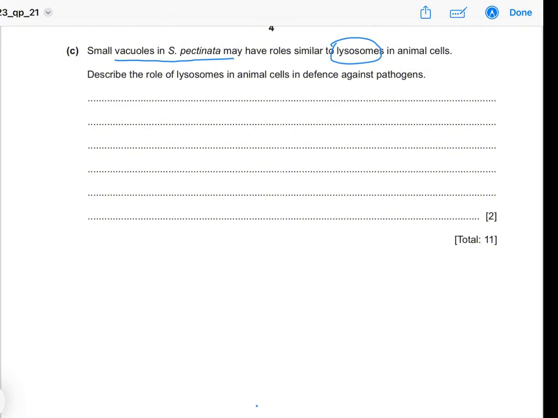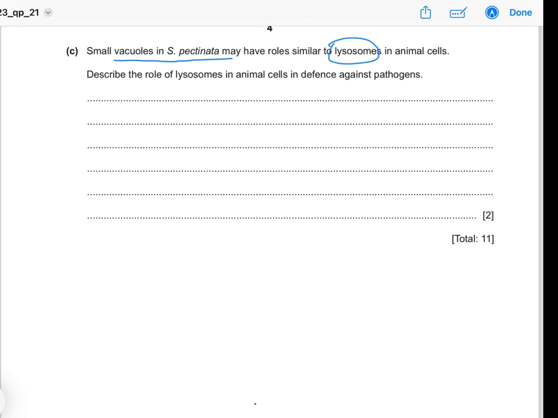Describe the role of lysosomes in animal cells in defense against pathogens. So these pathogens in animal cells are engulfed by phagocytes through phagocytic vesicles. Phagocytes are one of the two major types of cells in the immune system that fight against foreign particles or pathogens. Once phagocytes have engulfed these pathogens through phagocytic vesicles, lysosomes will fuse with the phagocytic vesicle.